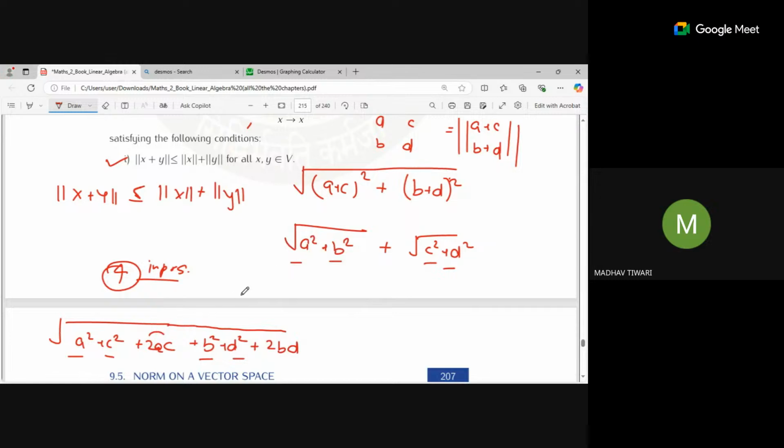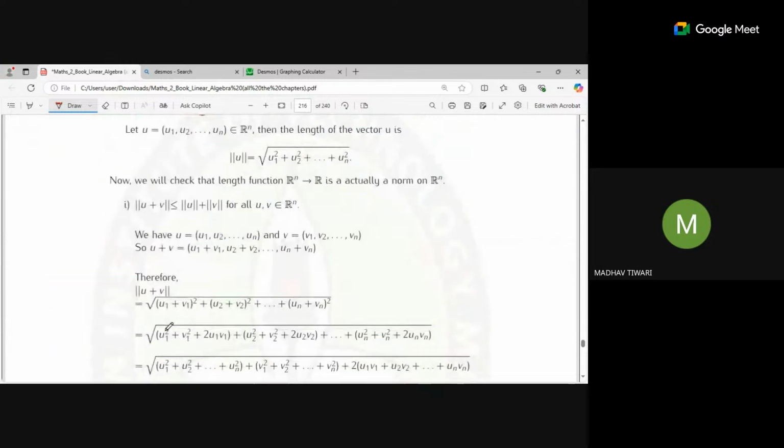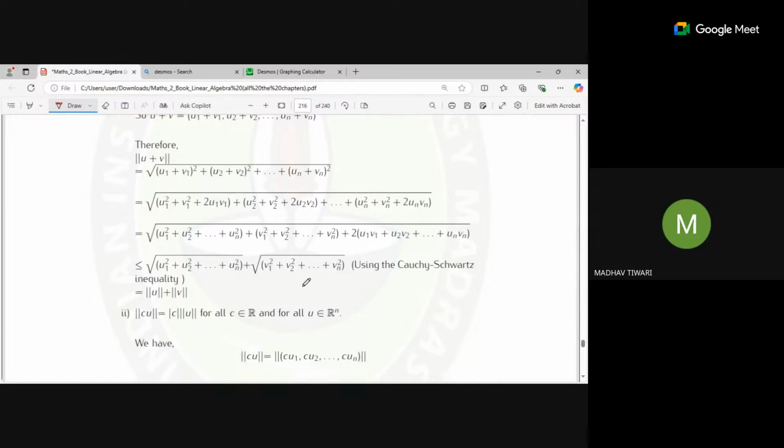Firstly, you find out the square root of this part and you find out the square root of this part. Here we are adding these positive values firstly and then finding the square root. And we are also adding 2AC and 2BD. So this value can be positive or negative. Let me do one more thing. There should be an inequality expression, I think. Cauchy-Schwarz inequality, this one.